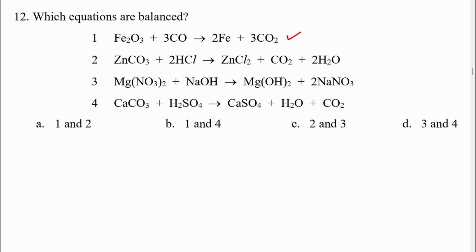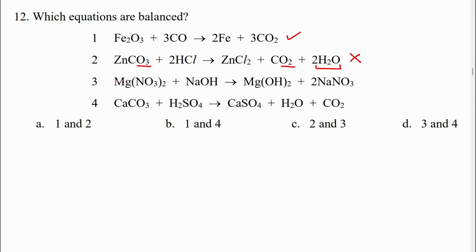So what about option 2? Zn1, Zn1. What about carbon? 1 carbon and 1 carbon. What about the oxygen? O3, and here is how many O? O2 plus 2O. So altogether, the oxygen is 4. Okay, so this is not balanced because you have 3 oxygen at the left side, but you have 4 oxygen at the right side. So this is wrong.